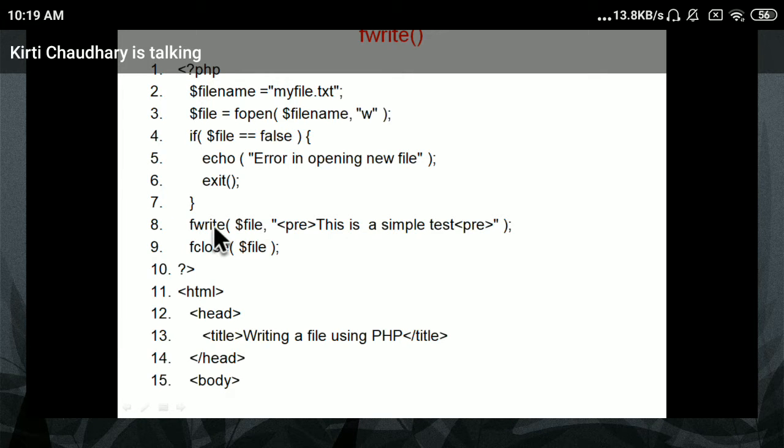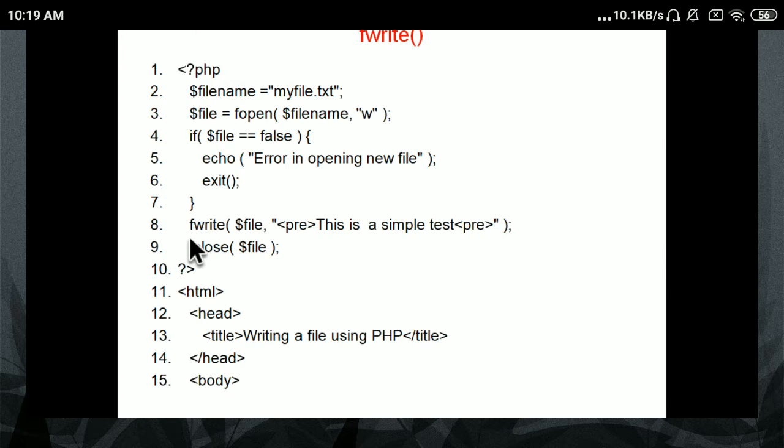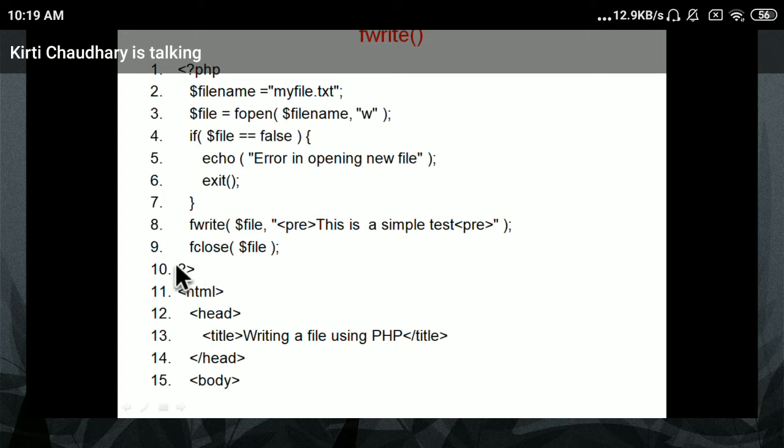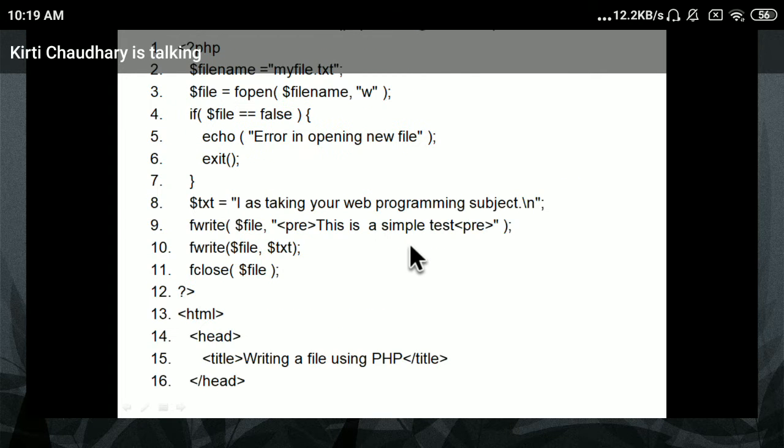Here there are some changes. See, in the previous program I wrote at line number 8 fwrite, this function will write content to the file, and next, in the second program, a text is written and that text is again added with line number 10.